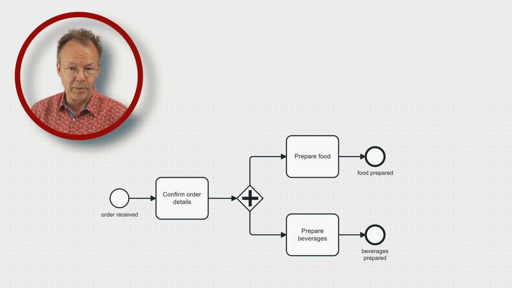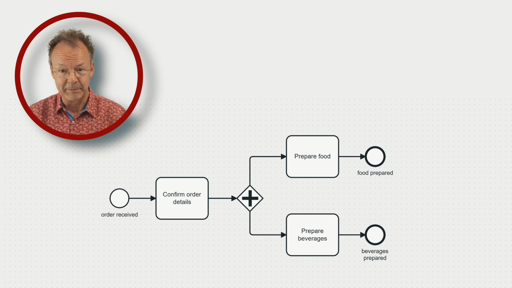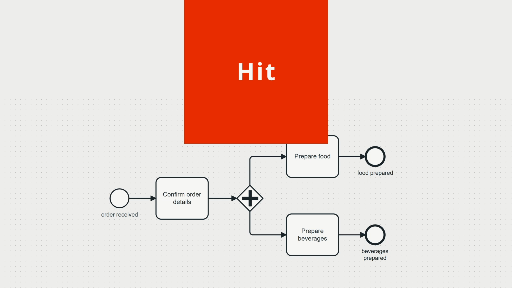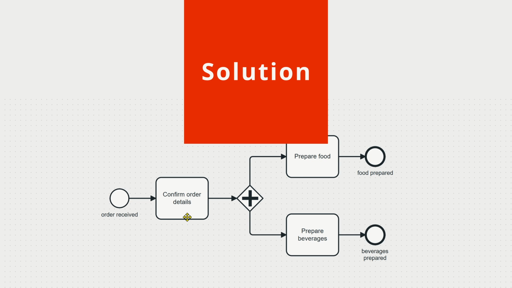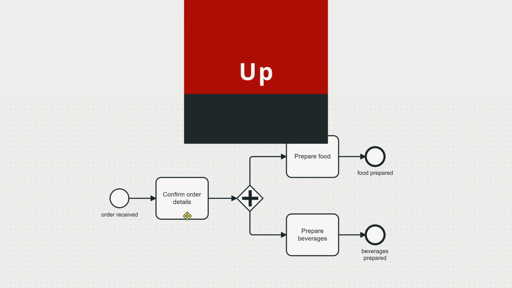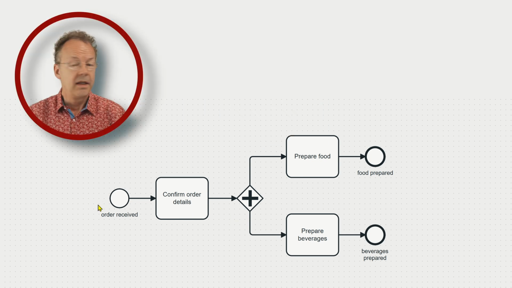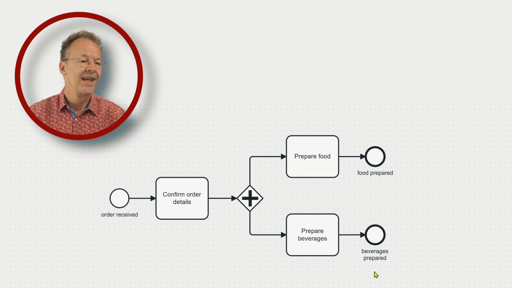So this is our third model. You can now hit the pause button. Here we have received an order, we confirm the order details, and then there is a parallel gateway, and we prepare food, and also we prepare beverages. And then we have two end events. One is food prepared and the other one is beverages prepared.